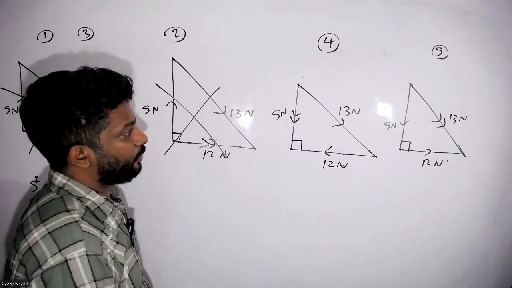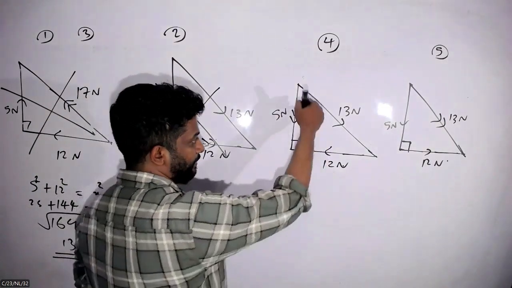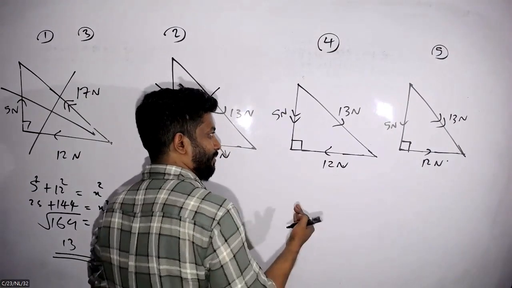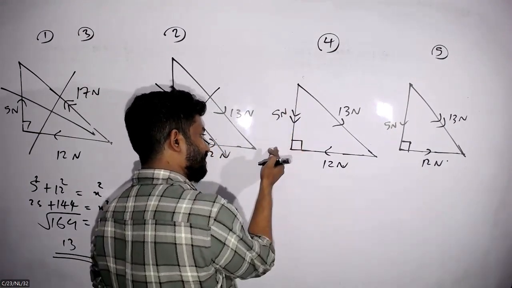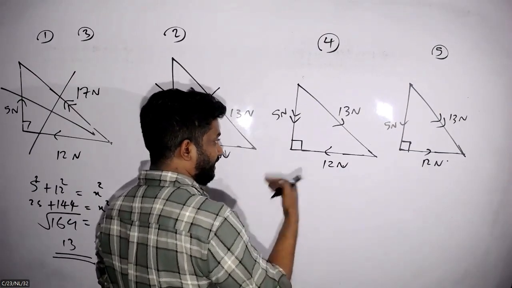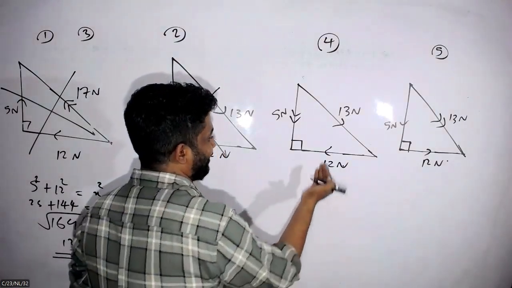Fourth one. In the fourth one, they have represented 13 Newton and 12 Newton taken in the same order. Then this one is the resultant of 13 and 12 Newton. But in the question, you need to find the resultant of 5 and 12.